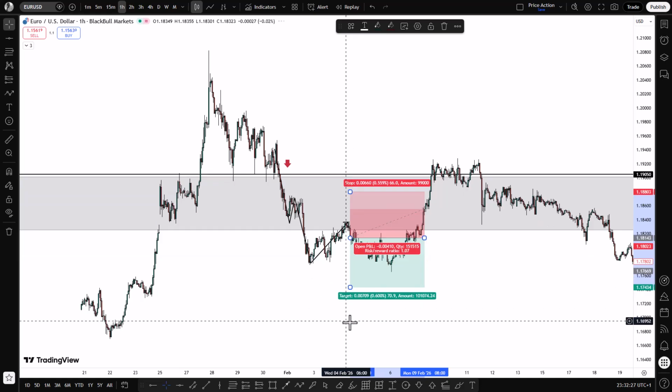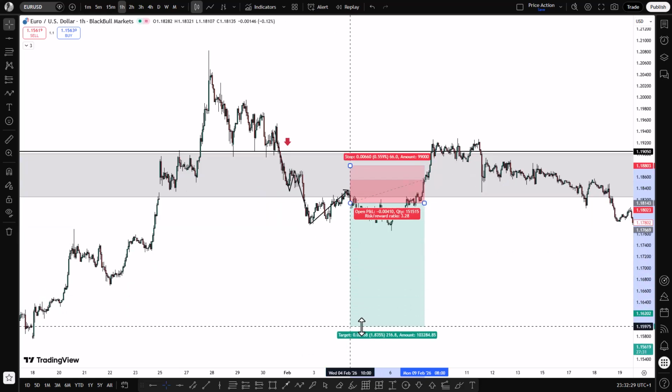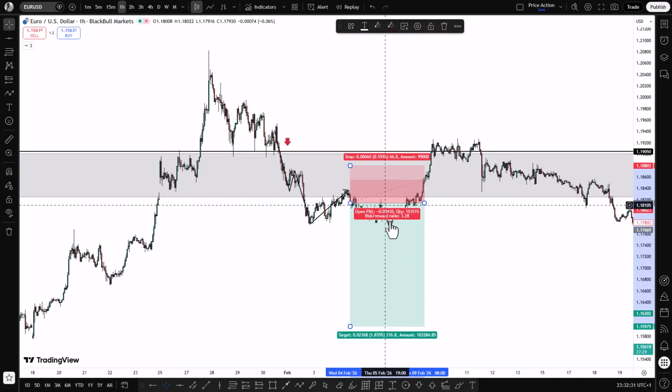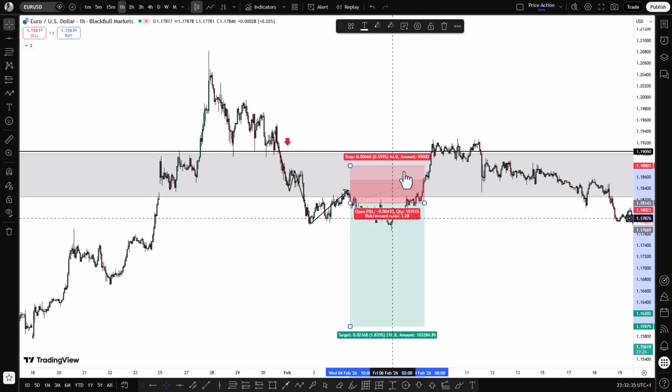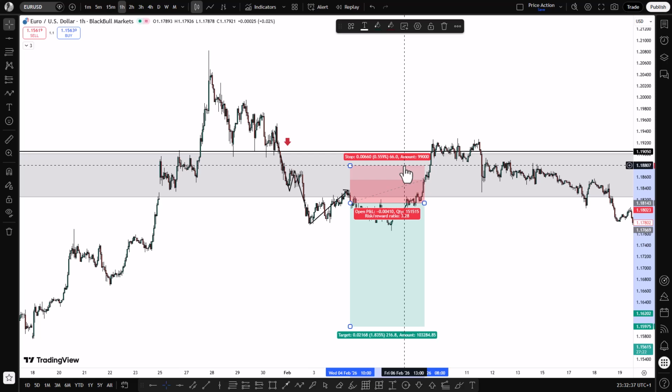And let's say you're going for maybe a 1:4 or 1:5, for example. You see price moved a little bit in your favor and then eventually it went to hit your stop loss. But then this is just a losing trade. It's normal. These things happen, okay? That's why risk management is important.